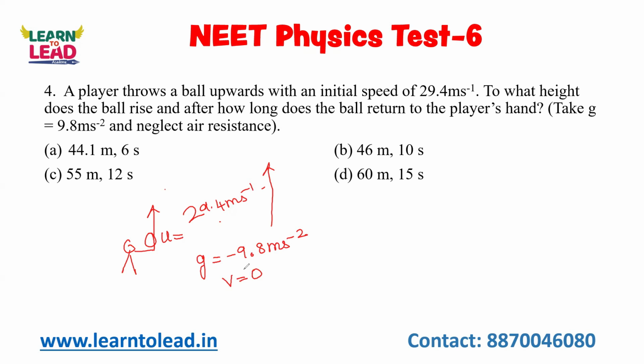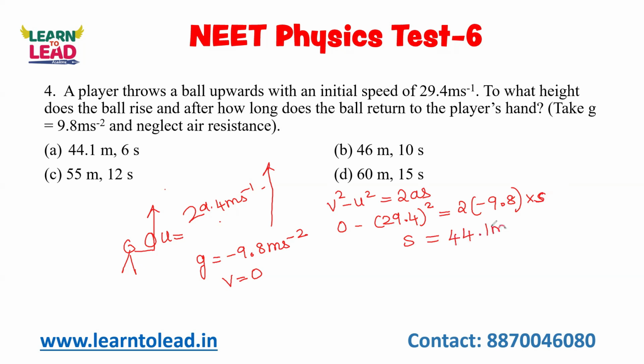Now, height to which the ball rises: v square minus u square is equal to 2as. V square is 0 minus u square, 29.4 the whole square, is equal to 2 into negative acceleration into s. If you solve this, s is nothing but distance. Distance value you will get as 44.1 meter. Is there any option with 44.1? Only one option starts with 44.1. It is enough.